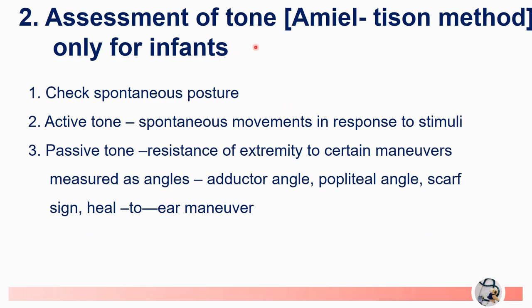Assessment of tone. That will be the Amiel-Tison method, which is applied only for infants. So if the child is an infant, then you check these 3 points. Just check the spontaneous posture, how the child is lying. Then you need to see active tone, that is spontaneous movements in response to stimuli. Just give a slight stimulus and see how the child is moving the limbs. Then you check the passive tone. Passive tone is resistance of the extremity to certain maneuvers. Here usually the angles are measured: adductor angle, popliteal angle, you'll see the scarf sign, heel to ear maneuver. This will show you the tone of the child, whether hypotonic or there is increased tone. This is done only for infants.